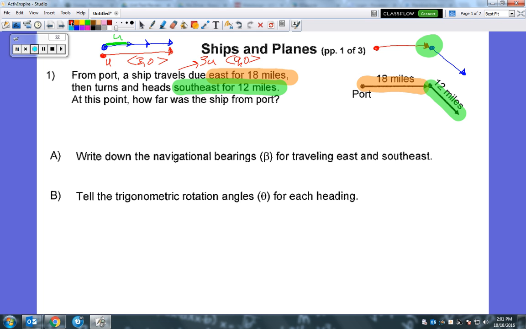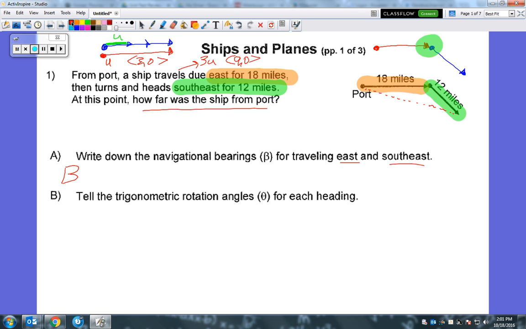Okay, so just to clarify that, when you get your quizzes back here in a bit after this lecture, you're going to see as far as what I was talking about in that regard and how you drew your vectors and whatnot. All right. So at this point, how far was the ship from port? So you're trying to find how far was this from port. Okay? So write down the navigational bearings for traveling east and southeast.